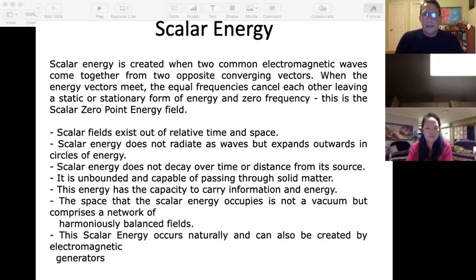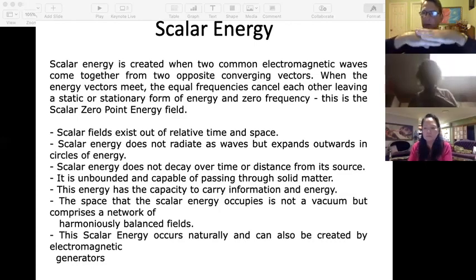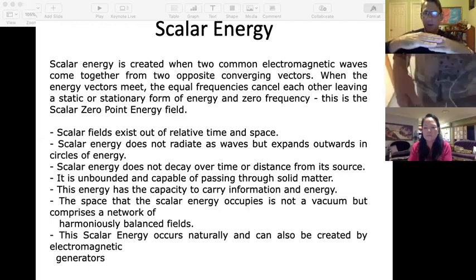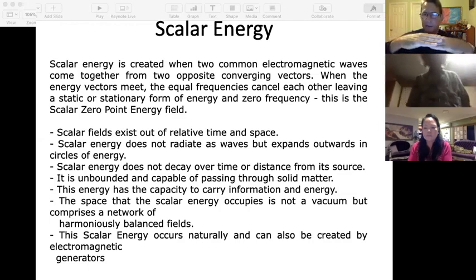Basically, they're created when you get two electromagnetic waves that are coming from opposite directions, converging and completely matching in their frequencies and their wavelength. And as they come in and they overlap, they neutralize each other. So the electromagnetic component is neutralized, but that leaves behind what we call a zero frequency or a scalar zero-point energy field, which results in these scalar waves.